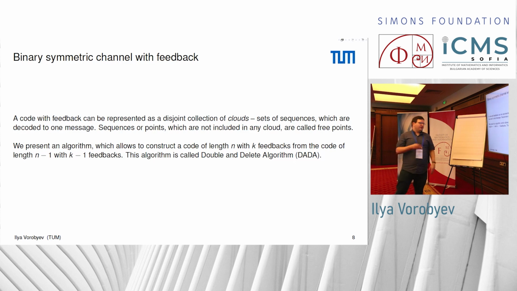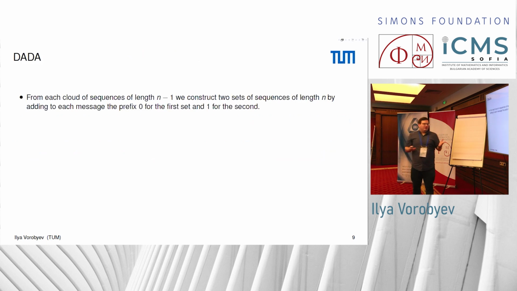feedbacks from the code of length n-1 with k-1 feedbacks. And we call this algorithm double and delete, or DAD for short. Basically the idea of this algorithm is we take a code of length n-1 and we take each cloud, and from each cloud we construct two clouds. To construct the first new cloud, we add 0 as a prefix to each sequence, and for the second cloud we add 1 to each sequence.